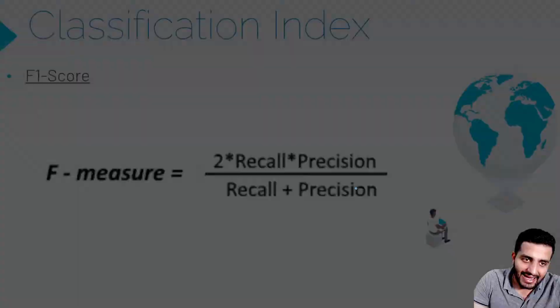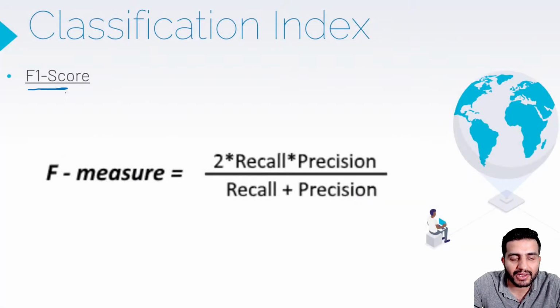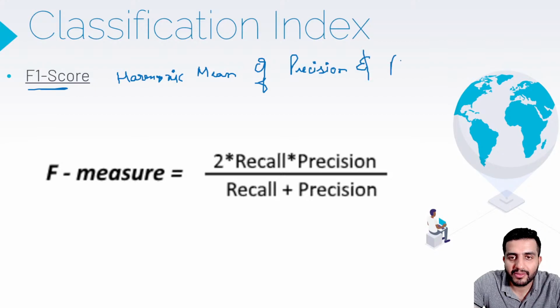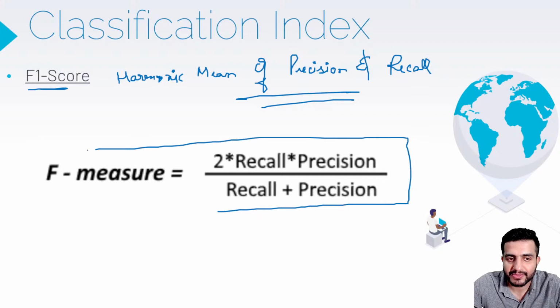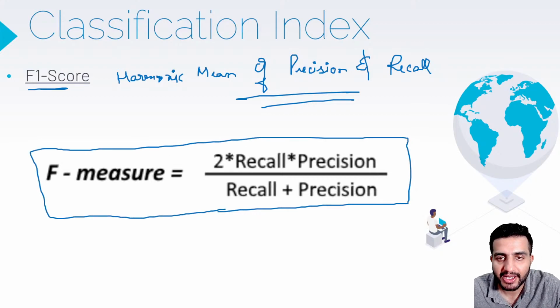Clear? Last, we have the F1 score or the F measure. This is nothing but a harmonic mean of precision and recall. You have seen this formula. So 2 multiplied by recall multiplied by precision divided by recall plus precision. So simple harmonic mean of precision and recall.